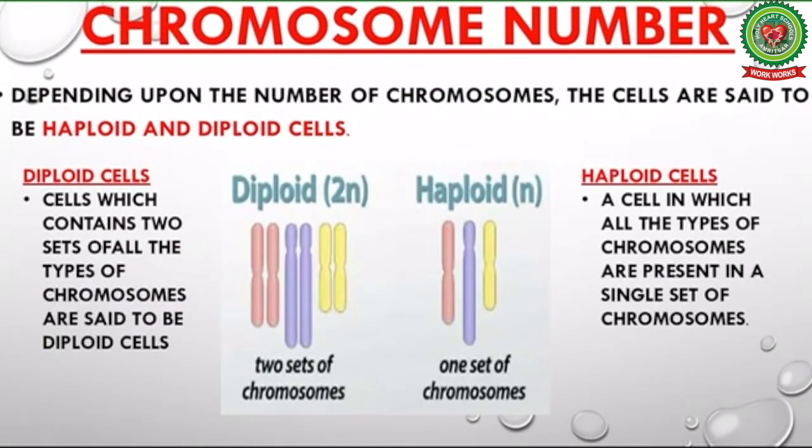Chromosome number. Depending upon the number of chromosomes, the cells are said to be haploid and diploid cells. Diploid cells, which contain two sets of all the types of chromosomes, are said to be diploid cells, whereas haploid cells are cells in which all the types of chromosomes are present in a single set.